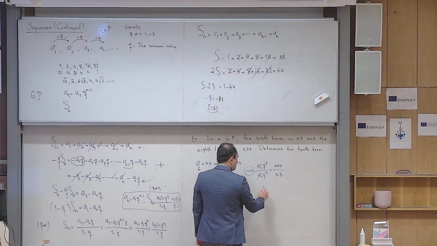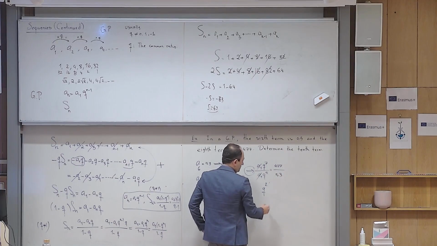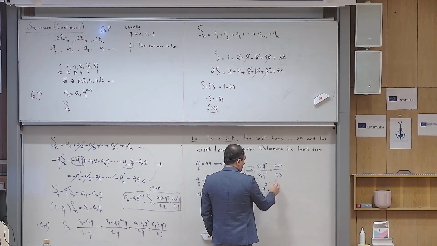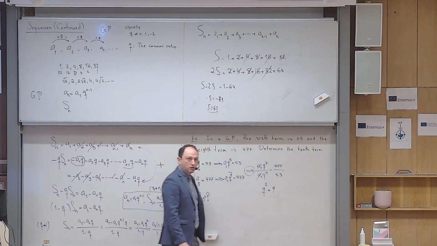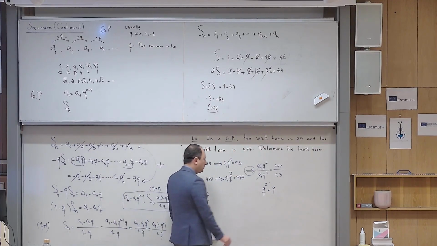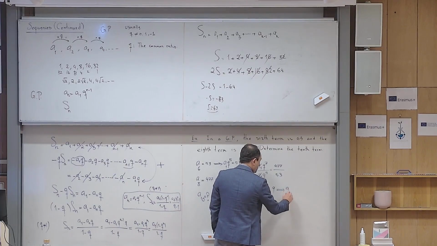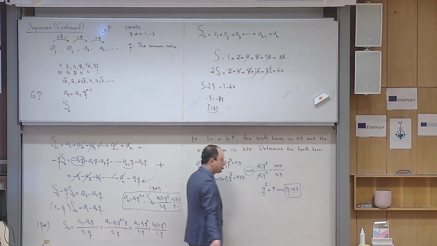So this means that this becomes Q to which power? 2. And then, is that a nice number? 9, yes, it is 9. So Q squared is 9, and then what happens? Q becomes plus or minus 3. Both of them are acceptable.